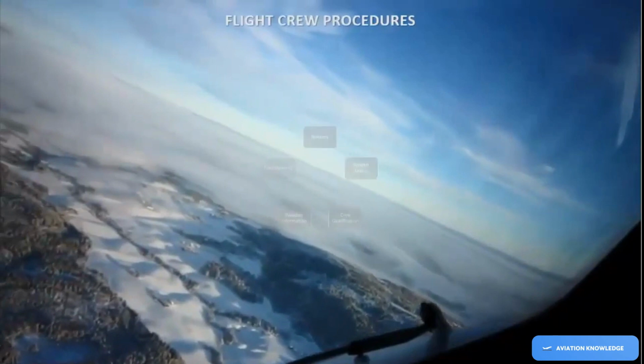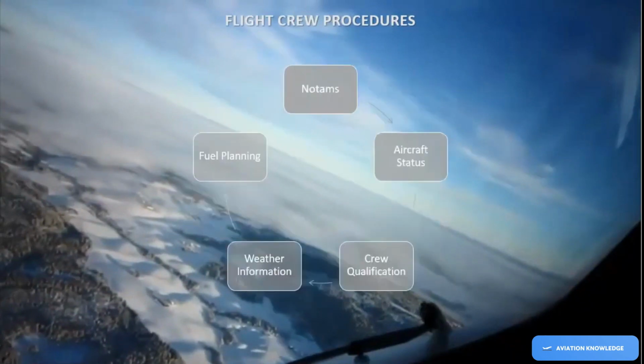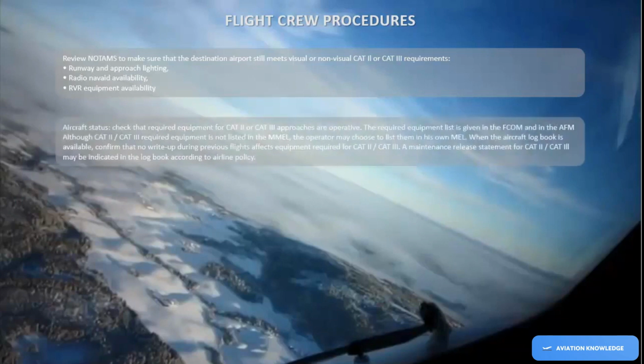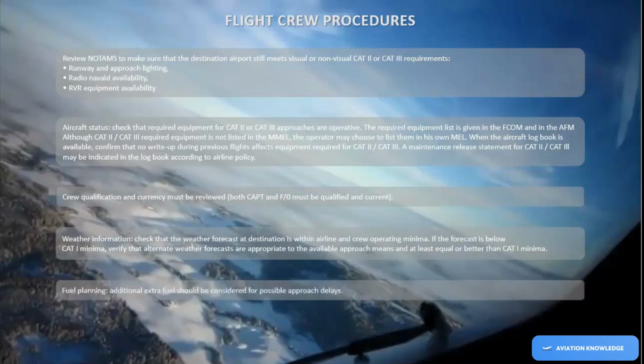Flight crew procedures. Review NOTAMs to make sure that the destination airport still meets visual or non-visual CAT-2 or CAT-3 requirements: runway and approach lighting, radio nav aid availability, RVR equipment availability. Aircraft status: check that required equipment for CAT-2 or CAT-3 approaches are operative. The required equipment list is given in the FCOM and in the AFM.